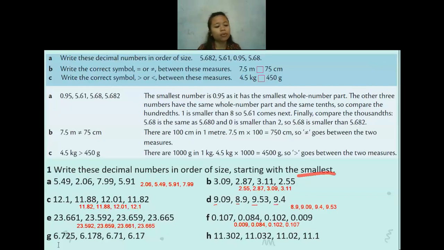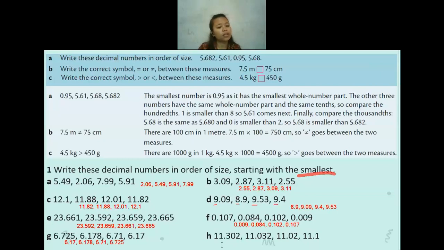Anyone want to try to answer? Which one is the smallest one among these four numbers? Anyone? 6.17. Okay, after that, 6.178, the second one. Okay, 6.178. And then the third one, 6.71. And then the last one, 6.725. Okay, good job.